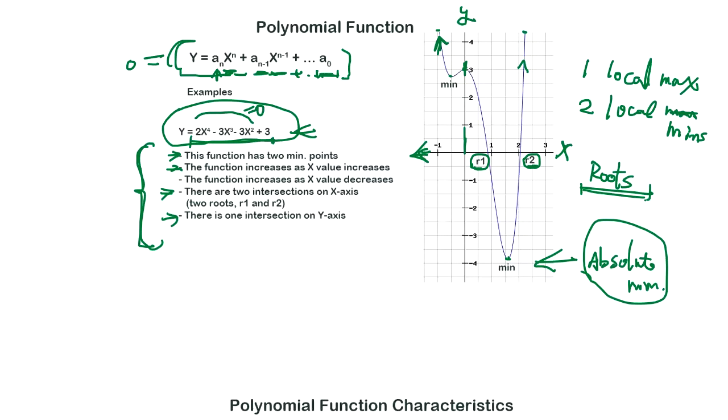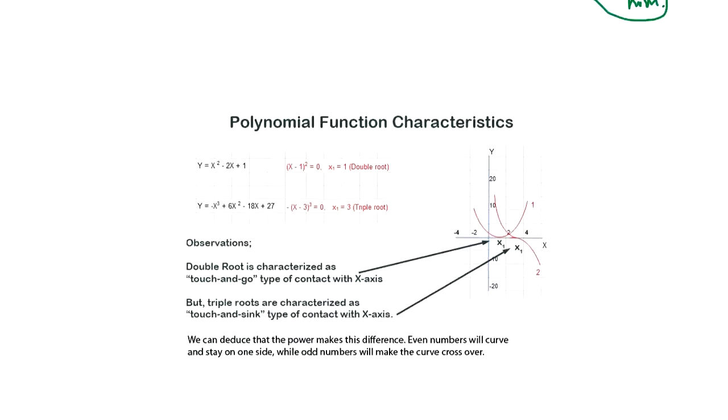Why do we talk about this polynomial function? First of all, poly means multiple, nomial means terms. So you have multiple terms in the equation, right? That's why it's polynomial. So for this polynomial function, the first thing to do is to understand the characteristics. Okay? So here you go.